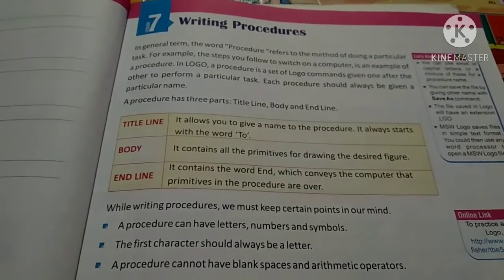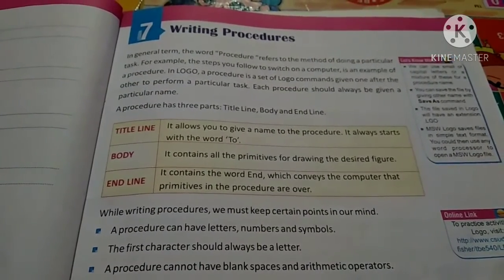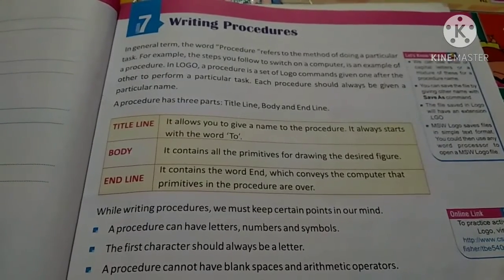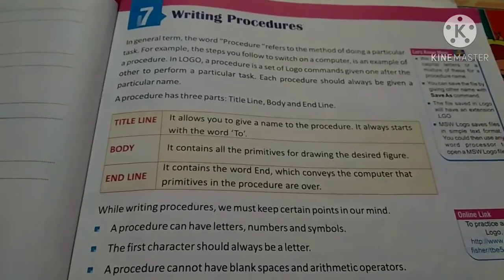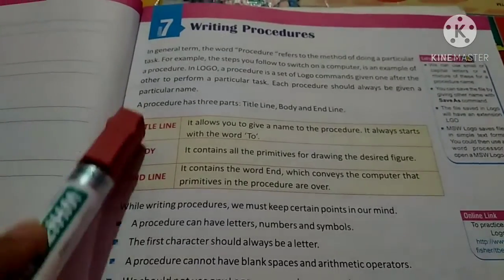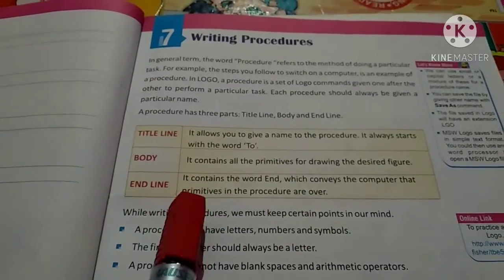A procedure has three parts: title line, body and the end line. First is the title line, second is the body and the third is the end line. As you can see here, there is a table with the explanation of what the title line, the body and the end line are.